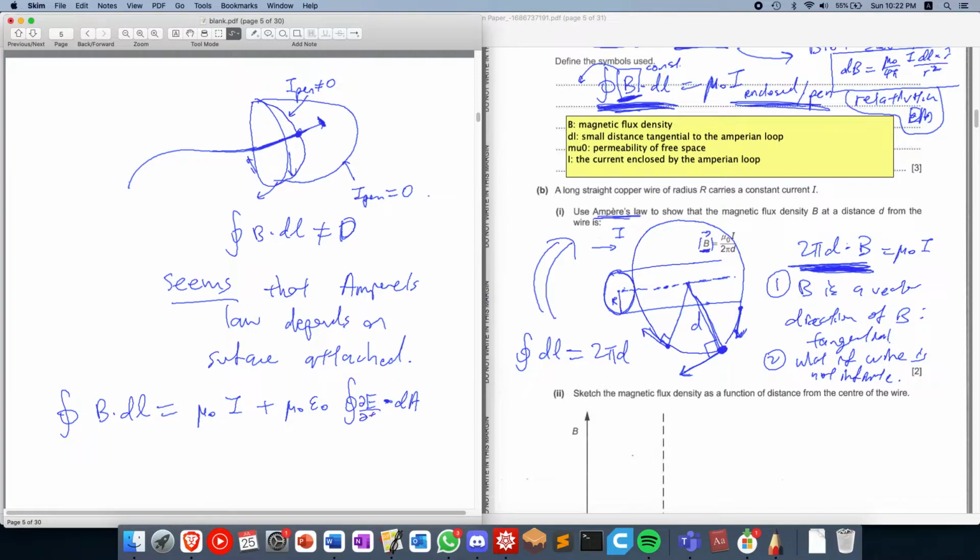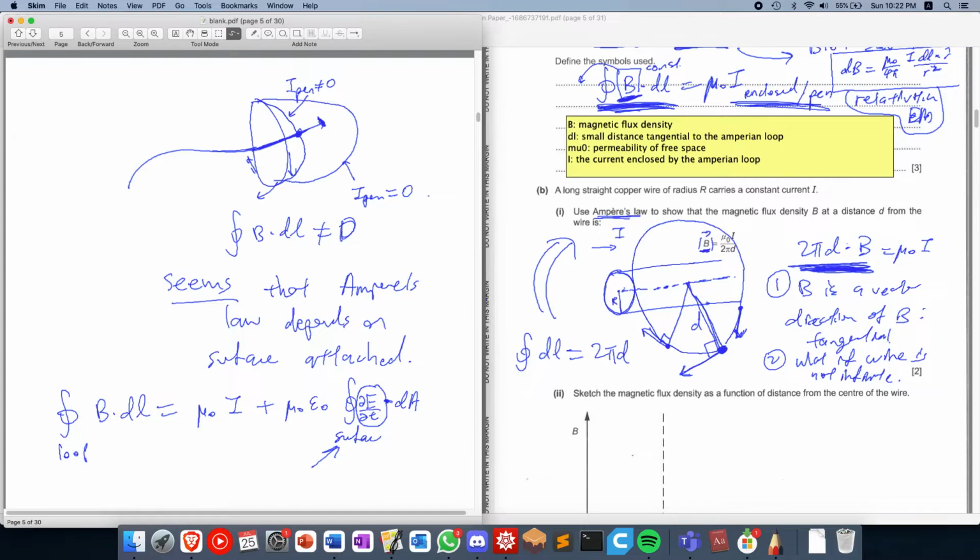Change in time E dot dA. This is over the same surface, and this is a loop. So this is the Amperean surface that you attach. This surface over here is precisely this surface over here. You're doing a surface integral. And what is this dE/dt? How does it account for this situation?